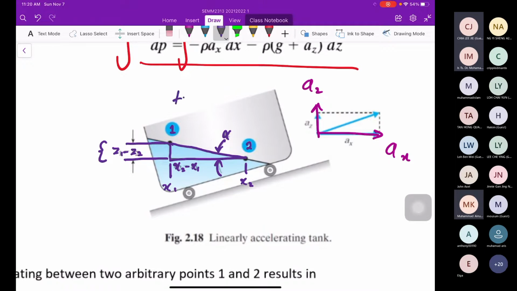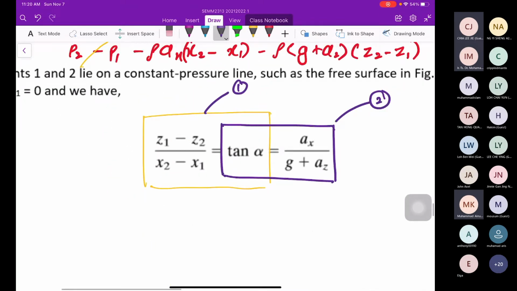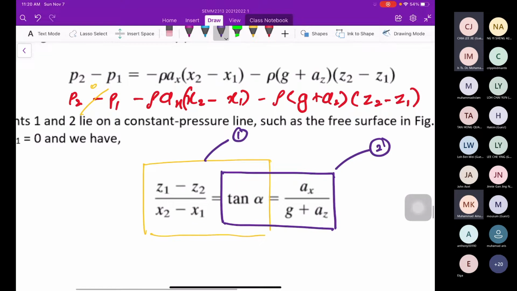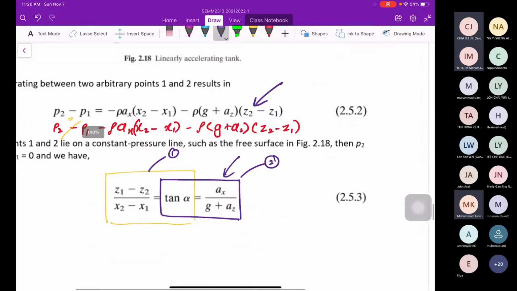So to get the tangent of alpha, tangent is opposite over adjacent. So opposite is Z1 minus Z2 over adjacent X2 minus X1. That is why you have this equation. Tangent alpha equals acceleration in X direction over G plus AZ. This is what you get after you rearrange this equation. You will end up with this equation.